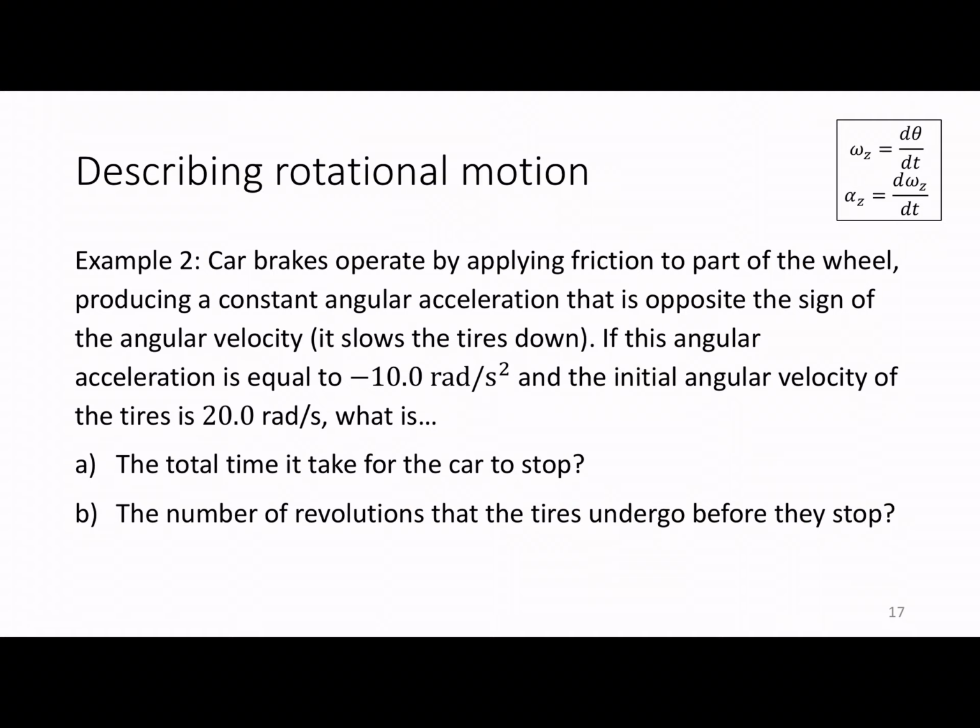and the initial angular velocity is 20 radians per second. Notice that the units of angular velocity are radians per second because it's theta, which is radians, divided by time. So radians per second, and similarly for angular acceleration. All right, so I want you to take a few minutes, write down your answer, pause the video if you like, and once you think you have it, let's see if we can get the total time it takes for the car to stop, in other words, for the wheels to stop, and the number of revolutions that the tires undergo before they stop.